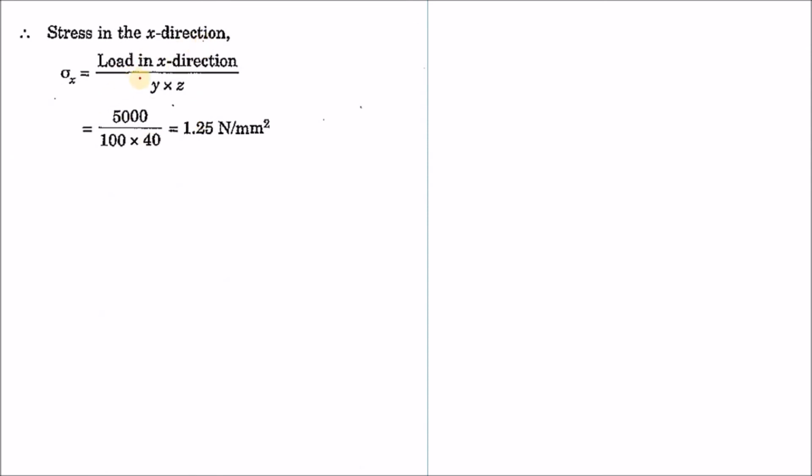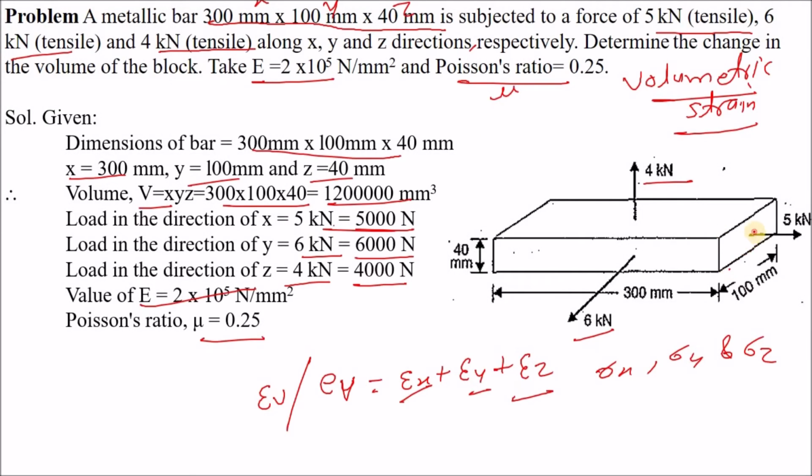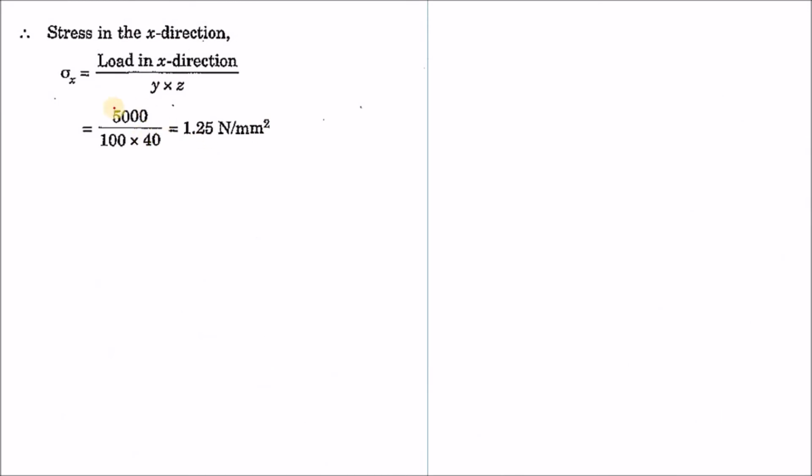Stress in the x direction equals the load in the x direction divided by the area in the x direction, or cross-section area, that is y into z. How y into z? In this figure, if this is the x axis, then this face is y into z. This will be sigma x, this will be sigma y, and this side will be sigma z. This is px, py, pz. We got sigma x.